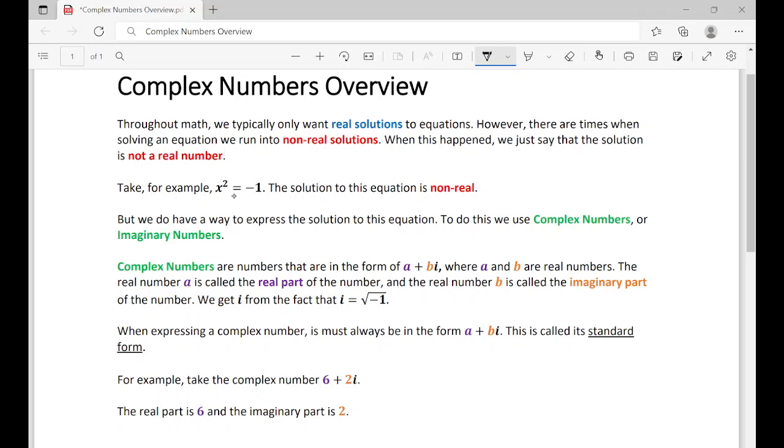If you were to try and solve this, take the square root, you're going to get a non-real answer for this equation. But we do have a way to express a solution to this equation, and we do this using complex numbers or imaginary numbers.